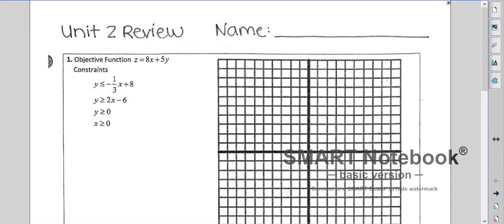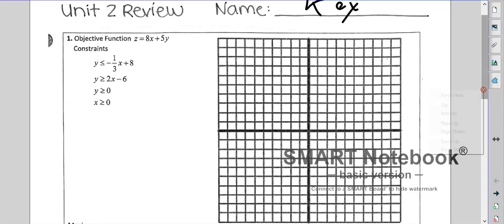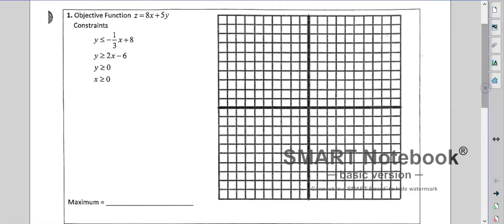All right, this is the key for the test review. First off, just a basic practice of graphing. You have your z function, and you have two lines to graph. I'm going to start off with this one right here.